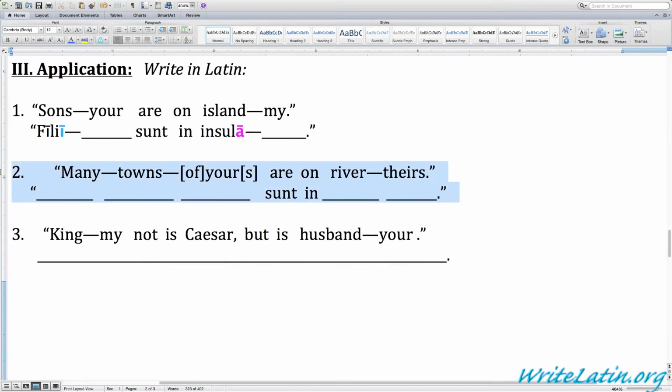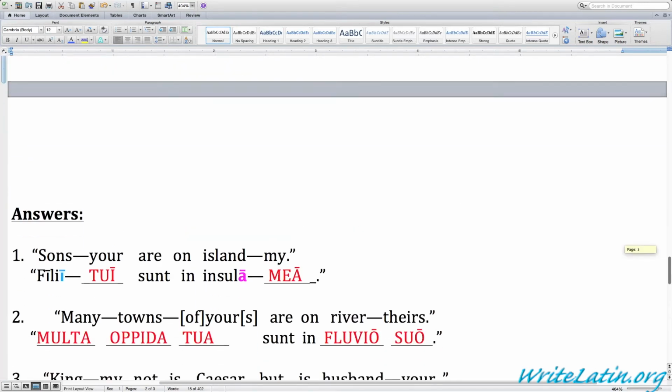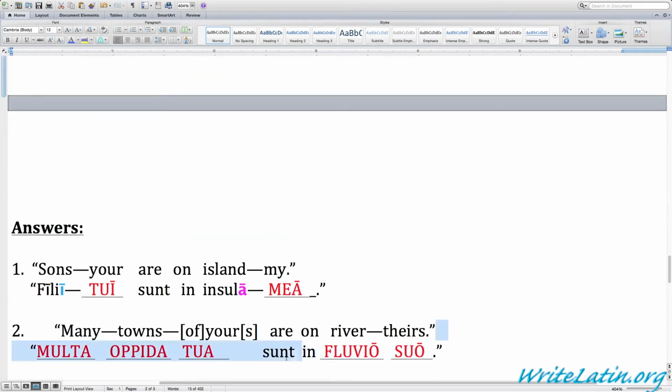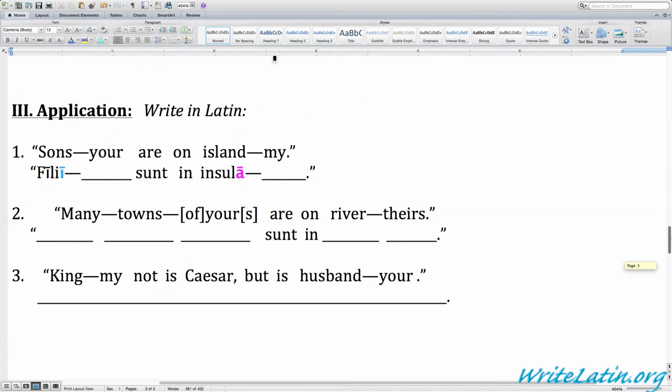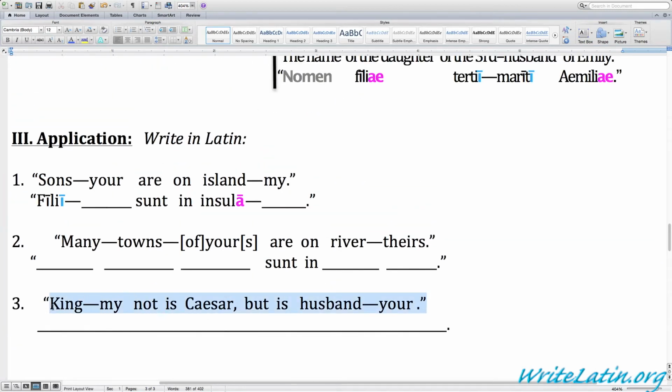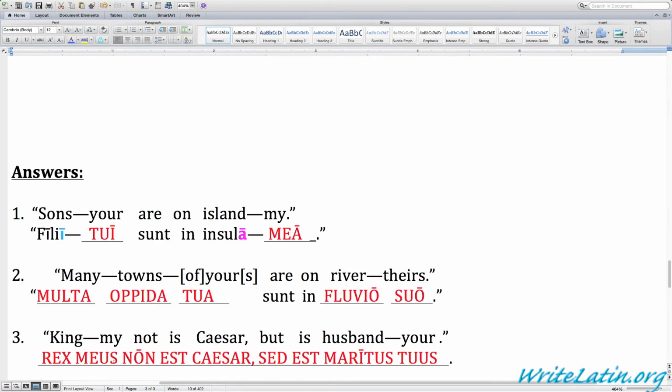Number 2. Many towns of yours are on their river. Multa oppida tua sunt in flumine suo. Lastly, my king is not Caesar, but is your husband. Rex meus, my king, is not Caesar, but is maritus tuus, your husband.